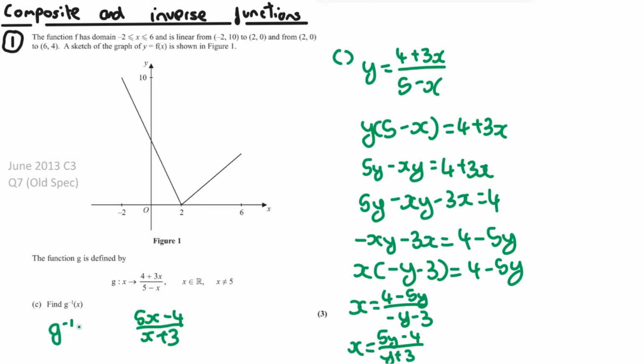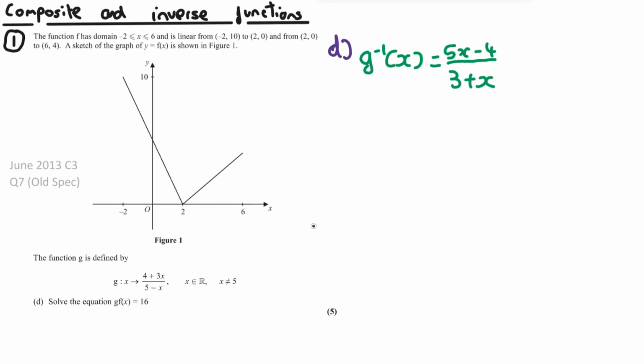g⁻¹(x) is equal to (5x − 4)/(x + 3), and that's the final answer. So for part D, we need to solve the equation g(f(x)) = 16. Now again, this looks quite hard because we don't actually know what f(x) is. So how do we do this? We have to approach this a different way.